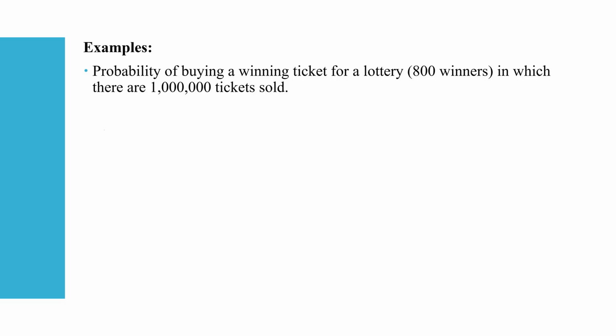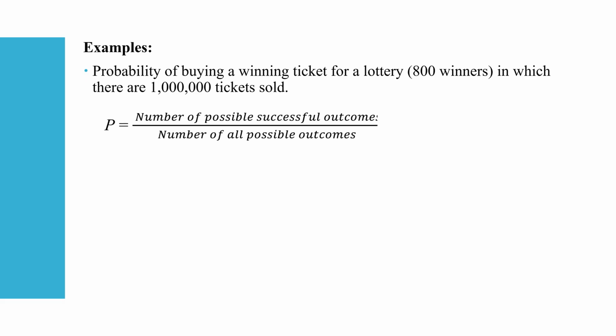Let's take a look at a couple more examples. Say we're interested in the probability of buying a winning ticket for a lottery in which there are 1 million tickets sold and there are 800 possible winners. Taking that equation, we have 800 divided by 1 million, which gives us 0.0008, which can be interpreted as a 0.08% chance of winning the lottery.